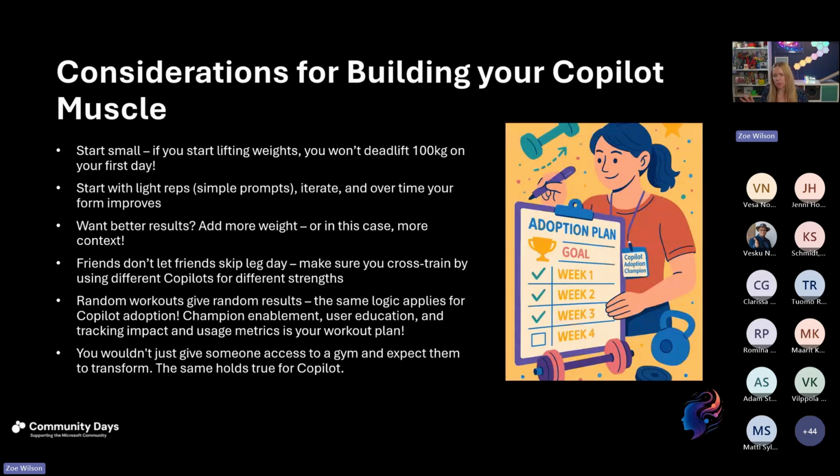And this is the most important point. You wouldn't just give someone access to a gym and expect them to transform. And the same goes for Copilot. For people who are just given Copilot and left to their own devices, they might find some small ways that they can use it which are personally beneficial, but from an ROI perspective, they won't get to where they need to be and they won't do the work to build that full Copilot muscle. So it's really important to actually have a plan for how to drive this in an organization, for how to drive both the individual and the org level behavior change that we need, and how to unlock that business value.